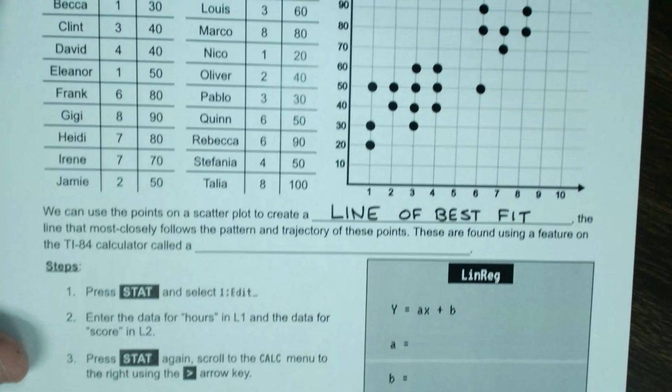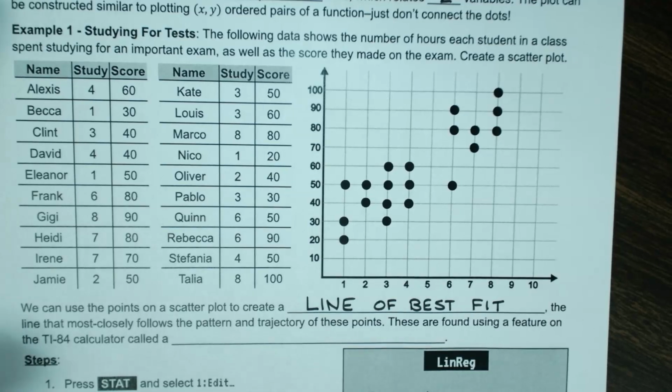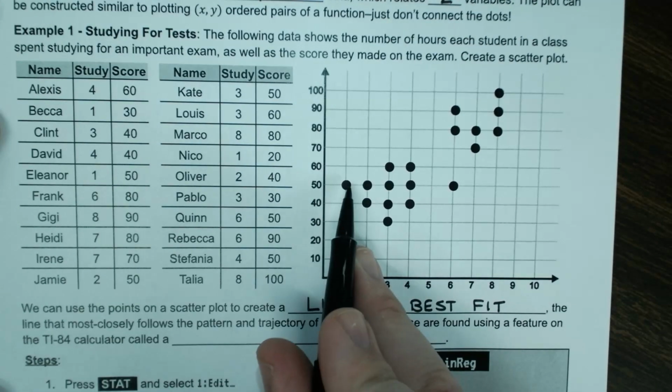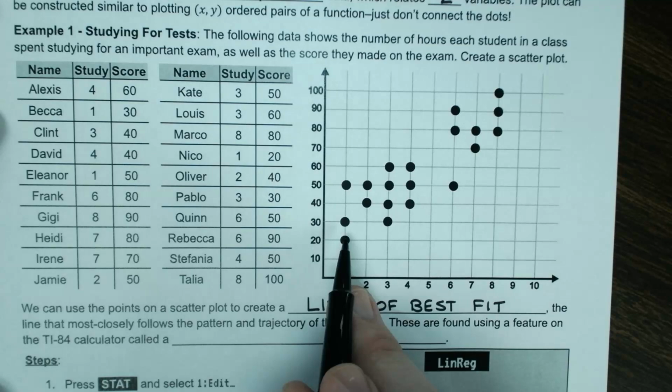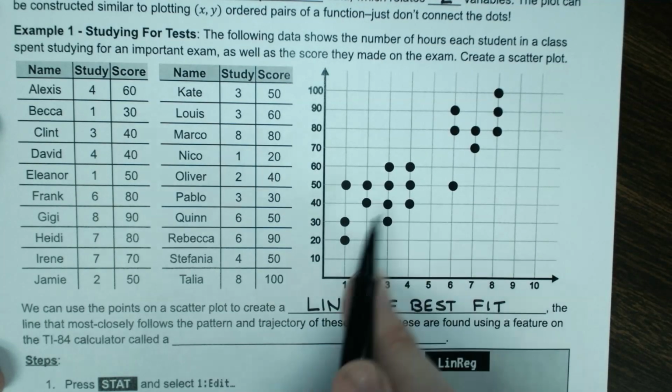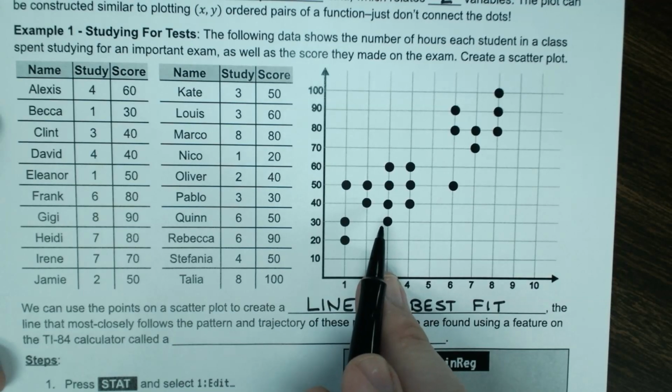Now, if you actually tried to draw a line connecting these points, you wouldn't be able to get a straight line. You also wouldn't even get a function because you've got multiple points that have the same x value but different y values. That means that these points themselves are not a function, and that's totally okay.